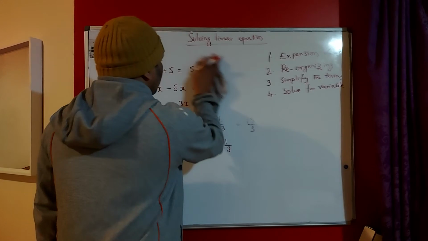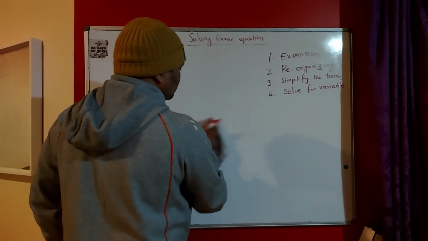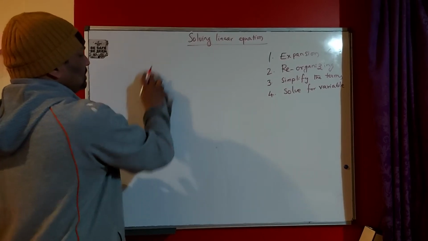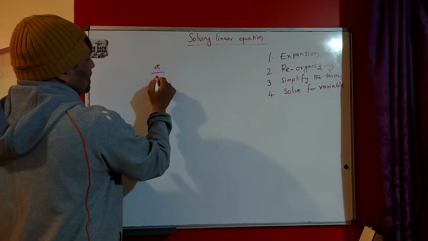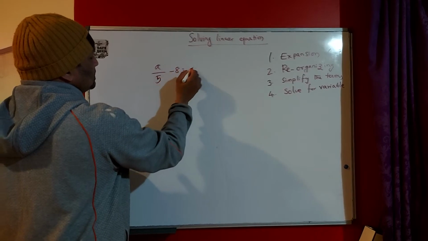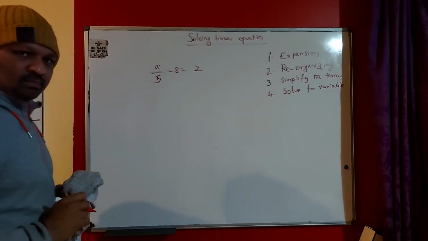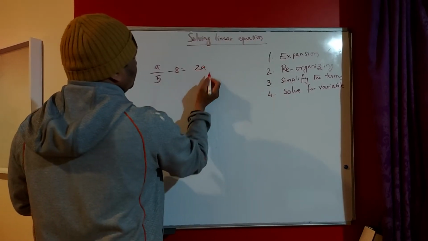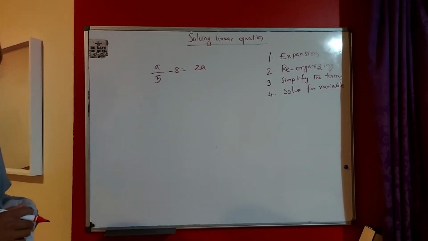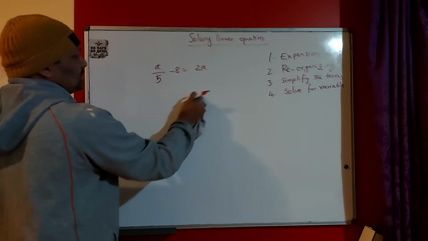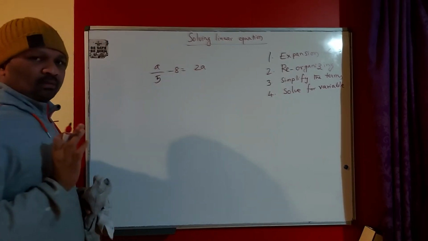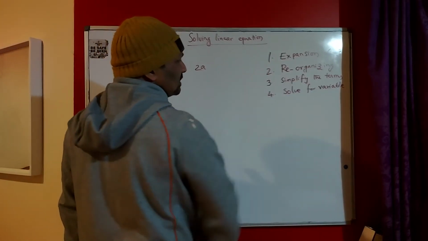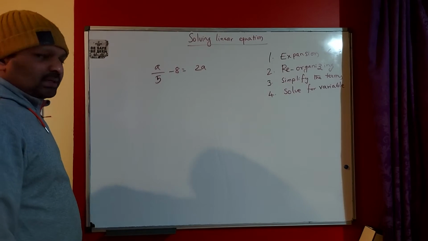It's also possible sometimes that you may come across something like this, a by 5. I'll take another variable in this case. a by 5 minus 8 is equal to 2, or maybe I'll take 2a. Now, is there any expansion? There is no expansion. Do we need to reorganize the terms? Yes, we have to.